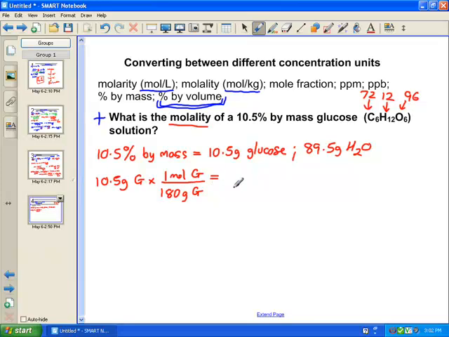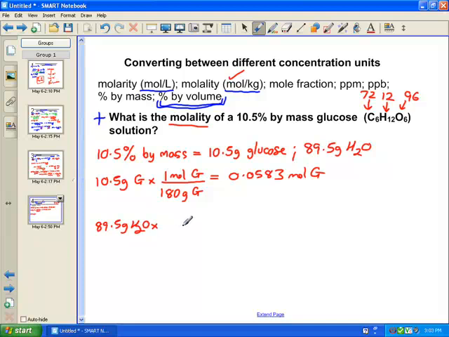And so what we get is, essentially, this isn't exactly the answer because I haven't used the more accurate number of significant figures in my atomic weights, but it'll give you the right idea. It gives you 0.0583 moles of glucose. And we need that because we know molality is moles per kilogram. So we have our moles of our solute, but we still need the kilograms of our solvent. And the only thing we have to go off is this 89.5 grams. So I know I have 89.5 grams of my water.